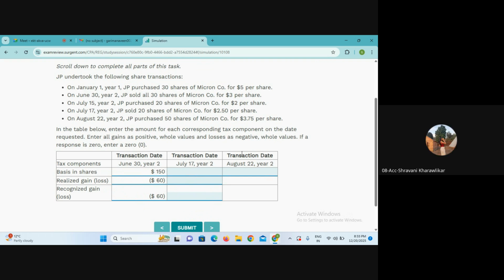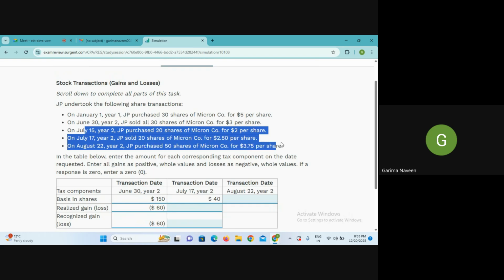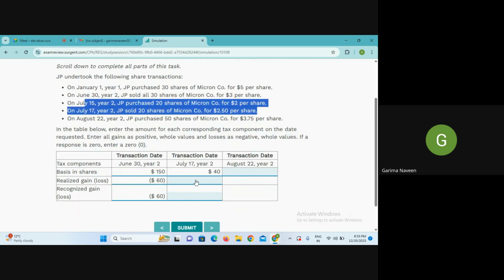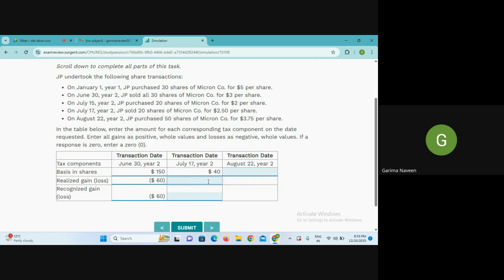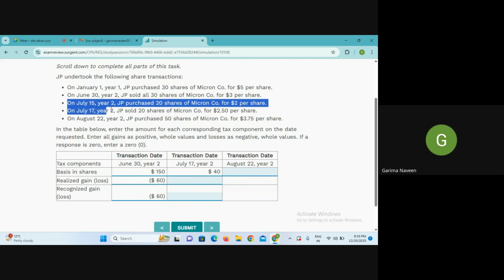Ma'am, basis of share would be 20 into 2. Okay, $40. So what should be the realized gain and losses? It is also a case of wash sale, but here you're purchasing for 2 but selling for 2.50. That means there is a gain. So gain can be recognized. Yes. Okay, within 2 days this transaction is occurring, but it will lead to a gain, not losses.